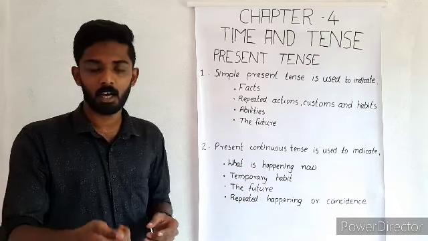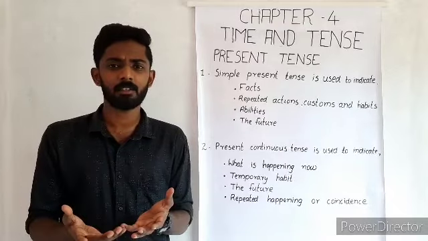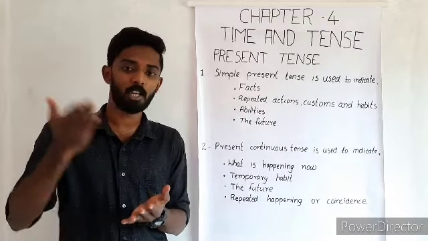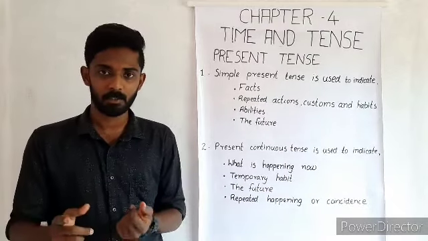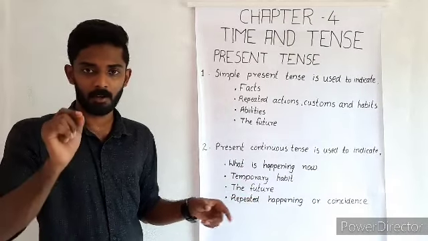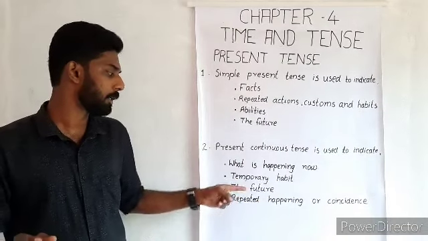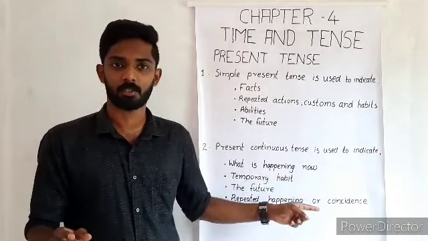My nephew is arriving this morning or this evening. So what does it indicate? It indicates a future action which will be happening, but it is said with the help of a present continuous tense. And the last one about present continuous tense is the repeated happening or a coincidence.